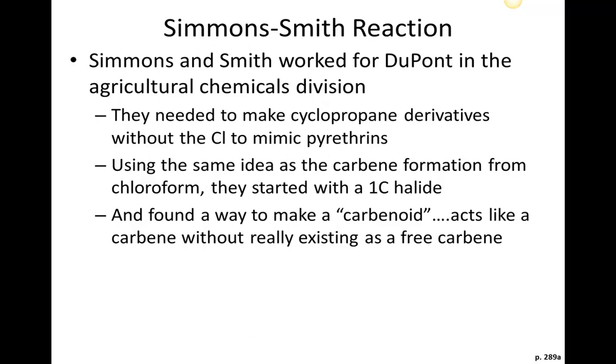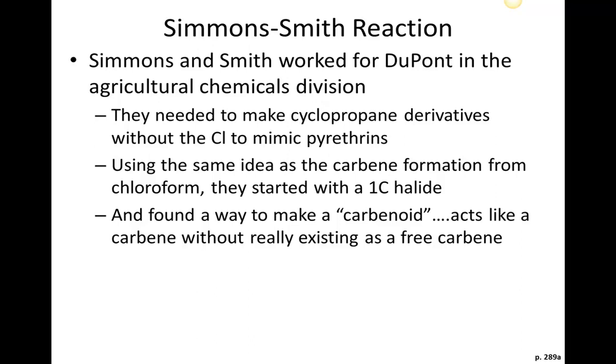And they needed to make cyclopropane rings, but they didn't want the chlorines on there because they wanted to mimic pyrethrins, which are found in chrysanthemums and are able to be used as deterrents to predation by ants and other things. And so they wanted to make large quantities of pyrethrin type molecules, which, as it happens, contain cyclopropane rings, and they don't have these chlorines on. So they used kind of the same idea.